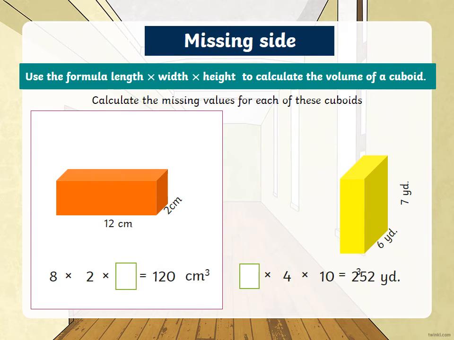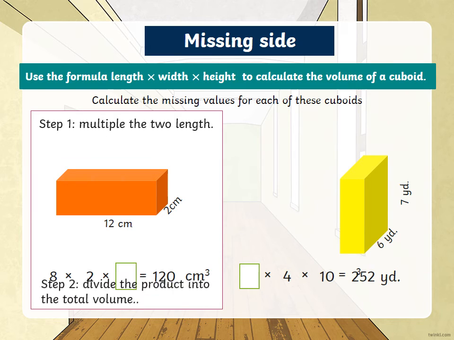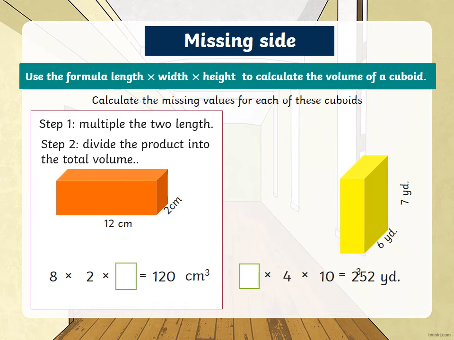Let's look at this one. Now they gave us the two sides, 12 and 2. So we know that the height is missing, and so we have to calculate the height. But they told us that the total volume is 120. So we multiply the two sides that they gave us, 12 times 2, which is 24. And then we divide 24 into 120. And how many times would we get? We will get 5 times.